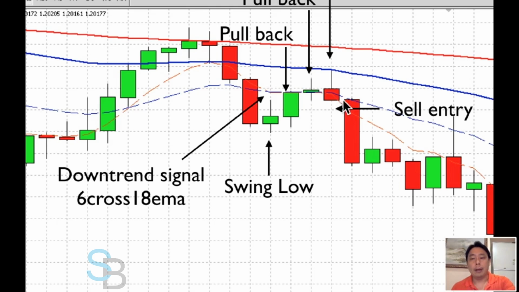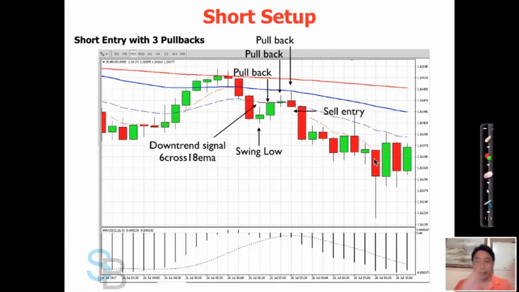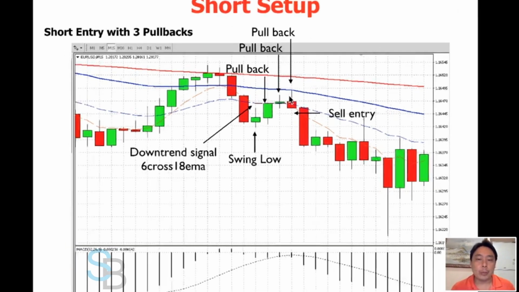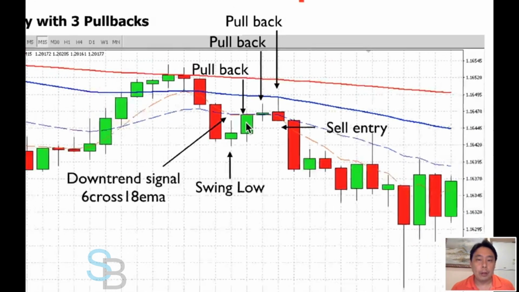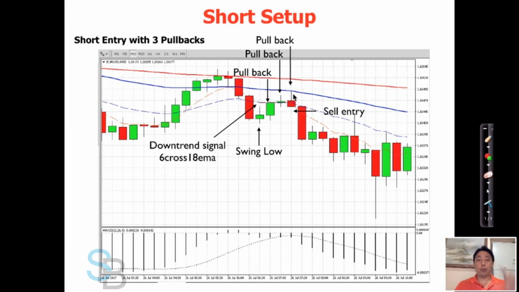Next day, the price goes down below the low of these candles, triggers our sell order, that's our sell entry, and we are in the short trade going down. So in this case, we had a swing low with 3 pullbacks, right? Swing low, pullback, pullback, pullback, triggers all the way down.